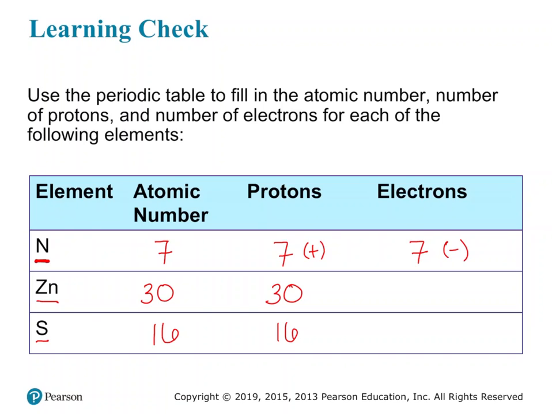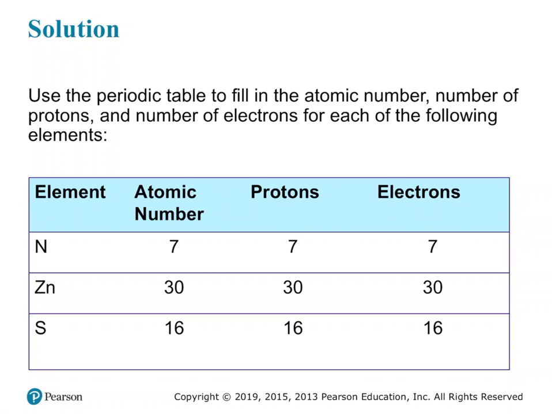What about zinc? How many electrons would we expect? 30. And what about sulfur? How many electrons? 16. Okay, so once you know the atomic number for an element, which you can always look up on the periodic table, then you can figure out how many protons you have in an atom and how many electrons. So super easy. And there's the solution slide if you want to look that over later.